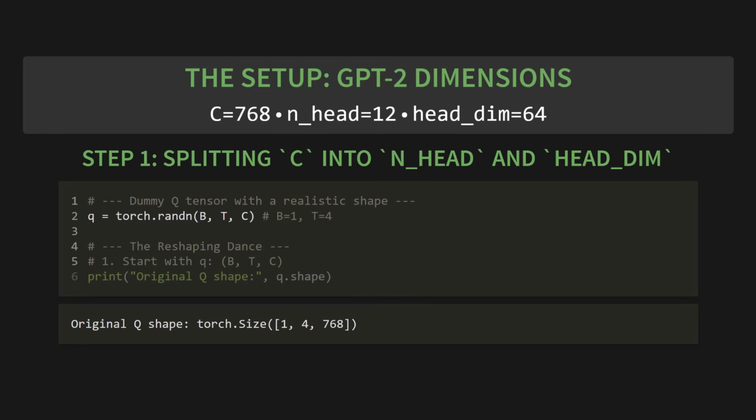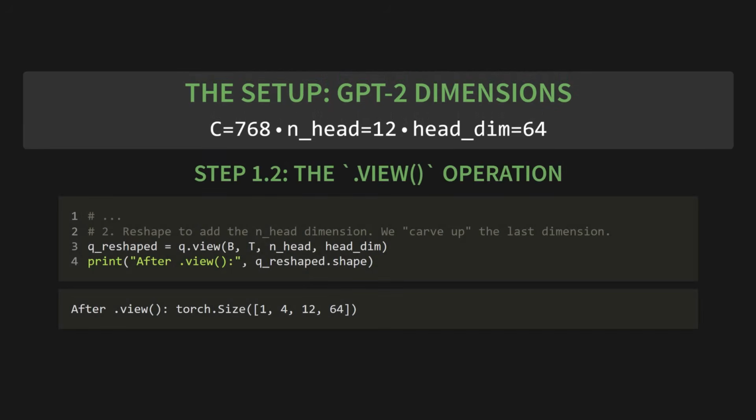Makes sense. Now for step 1.2, the .view operation. Here's where we carve up that last dimension. The code is q_reshaped equals q.view with B, T, n_head, and head_dim. And look at the new shape. After .view, it's torch.Size of 1, 4, 12, 64. We've successfully created our head dimension.